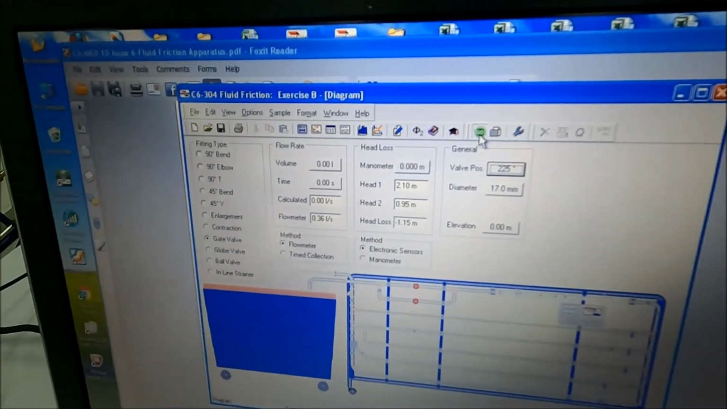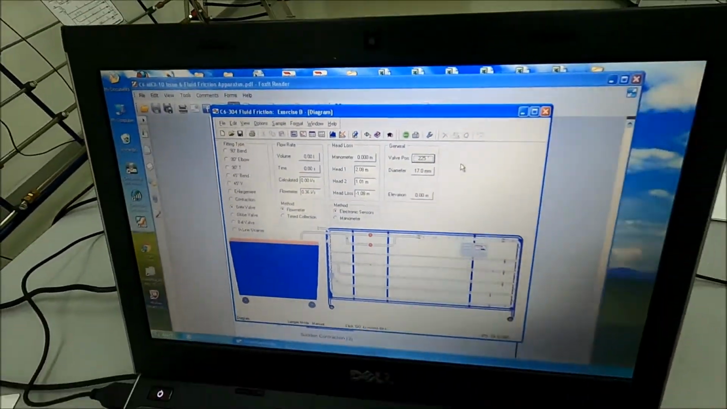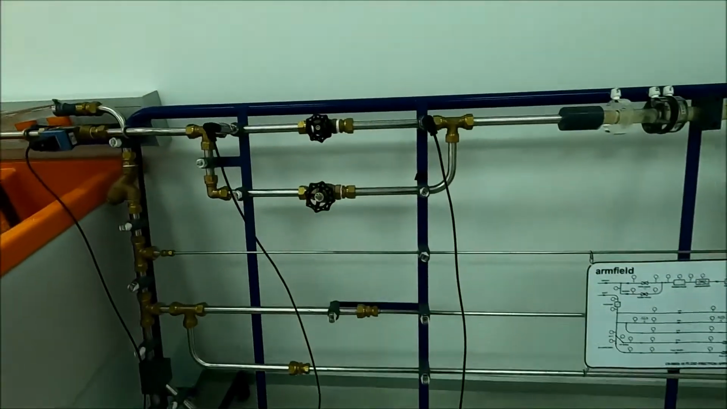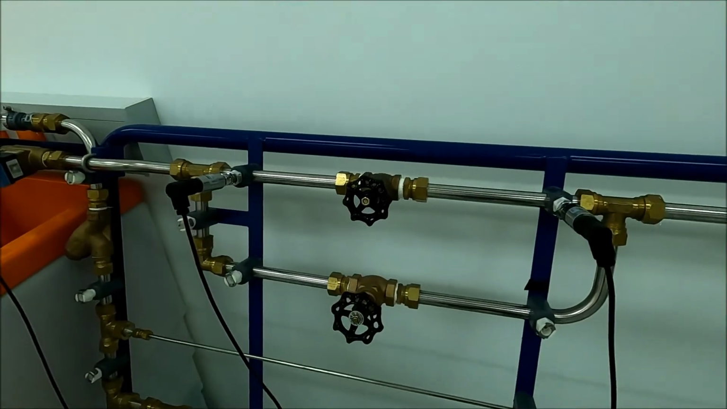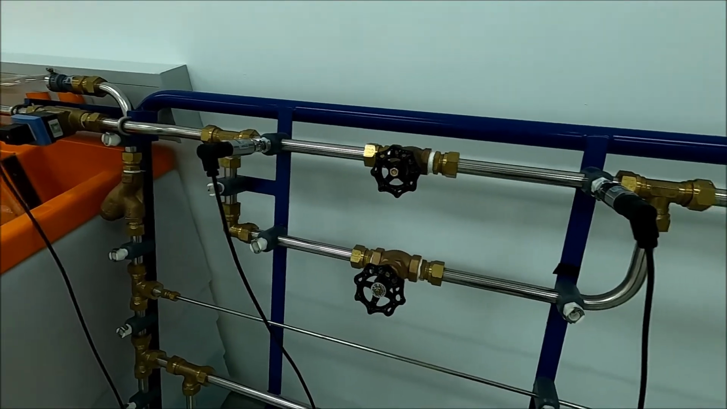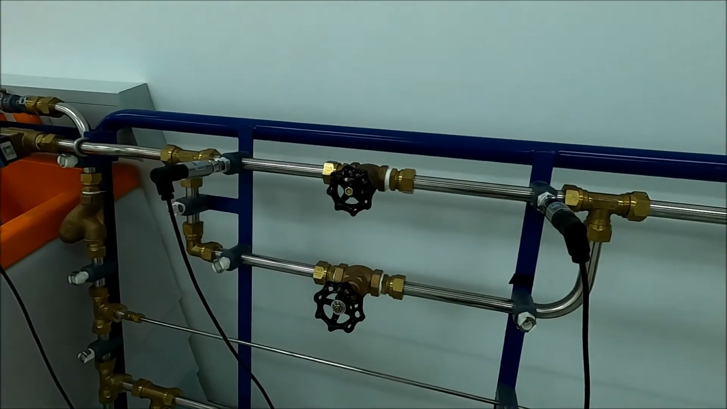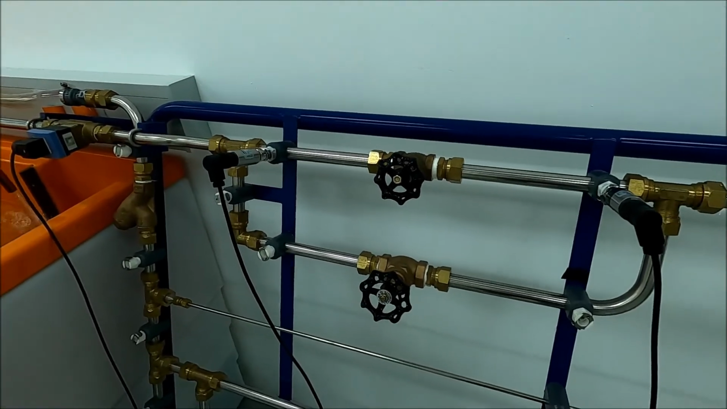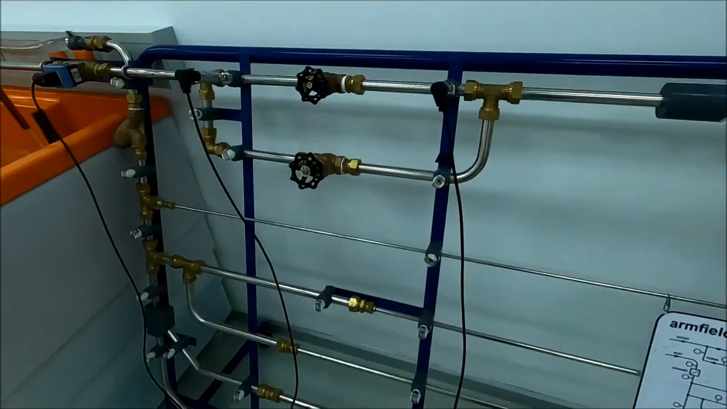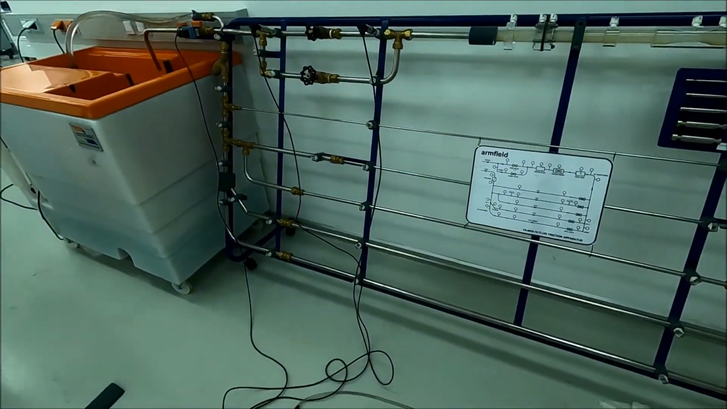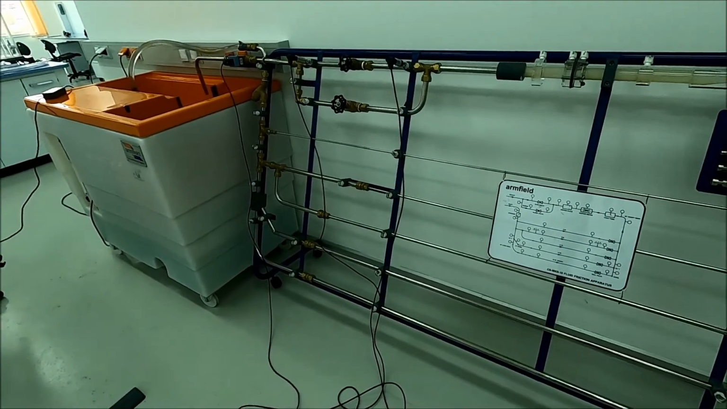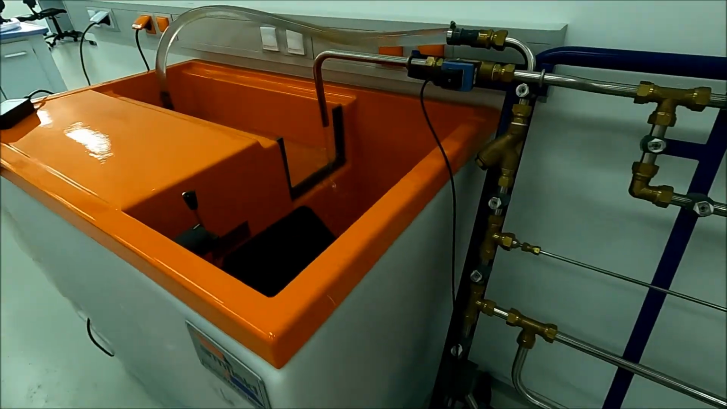Let's take a reading. Continue this operation until you get a fully open valve. In this experiment I have done this for 360 degrees. Now our experiment is finished. Let's turn off the pump.